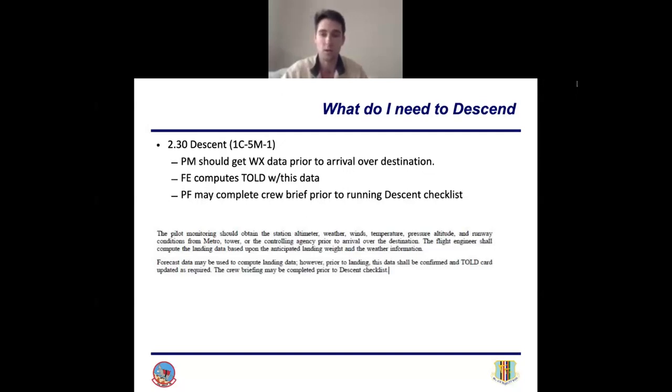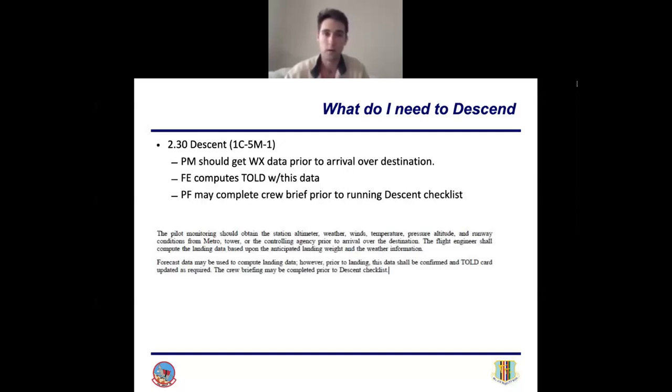You just have to make sure to get an actual updated ATIS or something like that to make sure those numbers are right. And like most of us do, it says right in there that you can do your crew briefing prior to calling for the checklist, so that when they say crew briefing, you can just say completed instead of starting it right there and taking a big pause in the middle of the checklist. So those are the things you need really: the weather, your TOLD, and then your briefing to get started.